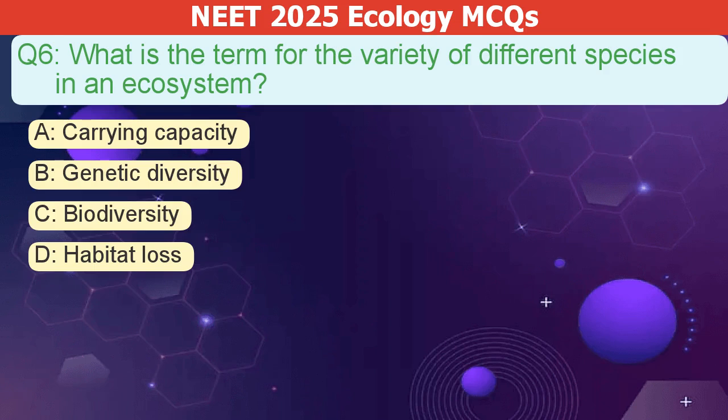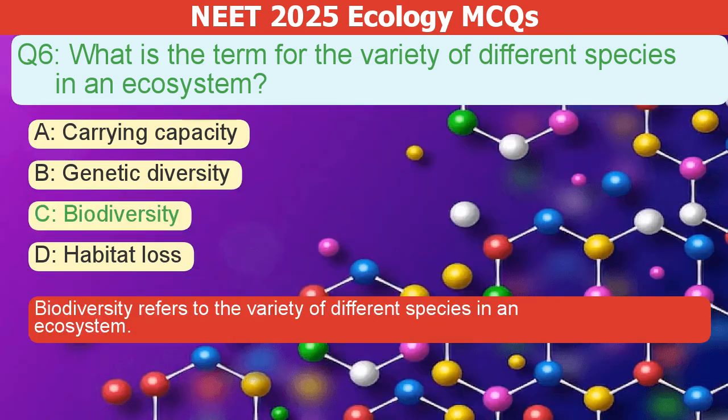What is the term for the variety of different species in an ecosystem? A. Carrying capacity. B. Genetic diversity. C. Biodiversity. D. Habitat loss. The correct answer is C. Biodiversity refers to the variety of different species in an ecosystem.